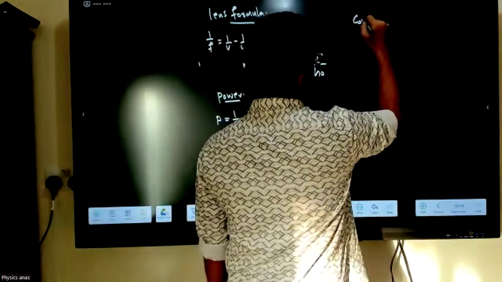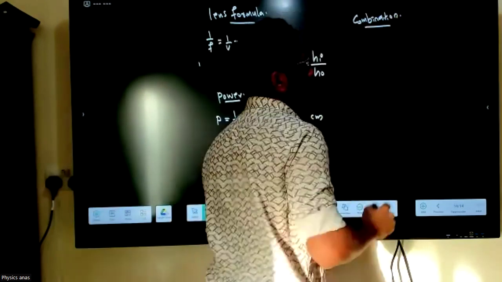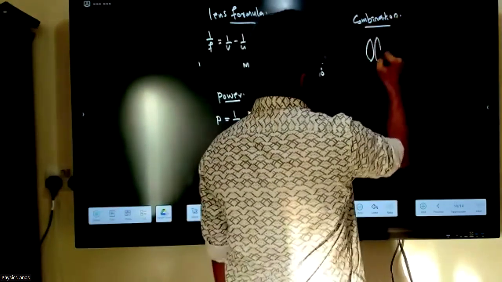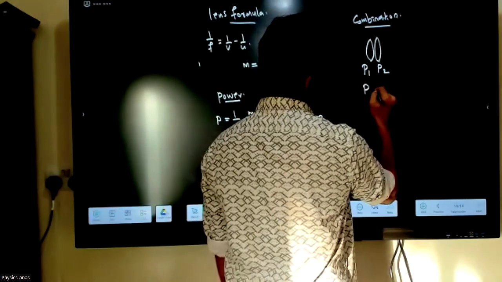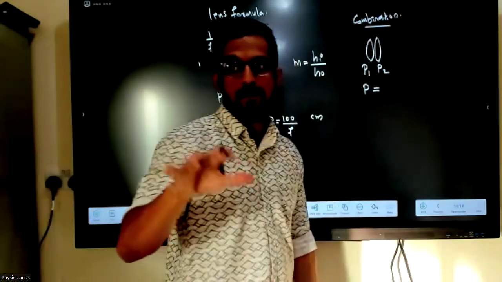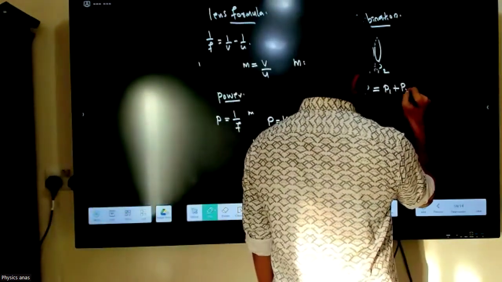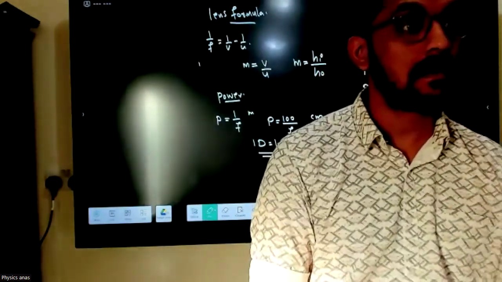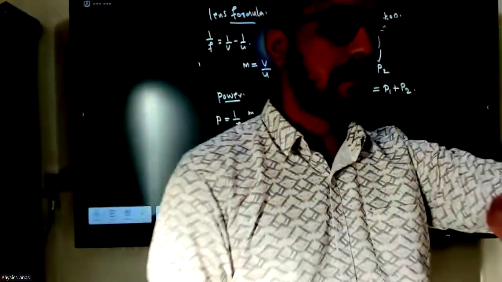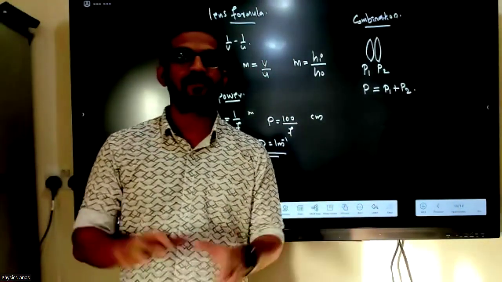Now, the combination of lenses. If we are combining lenses having power P1 and P2, the combination will have a combined power. That combined power can be seen with this equation: P1 plus P2. You got it? We have completed the revision of our first chapter.